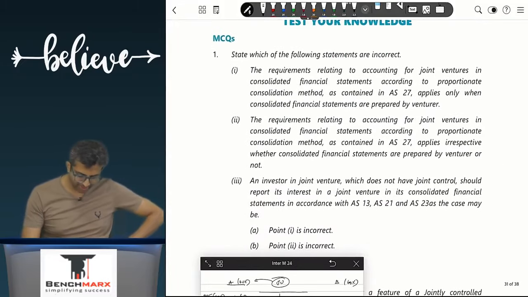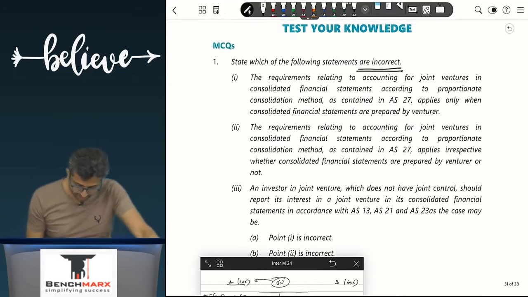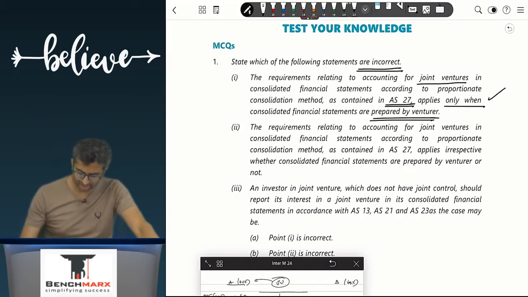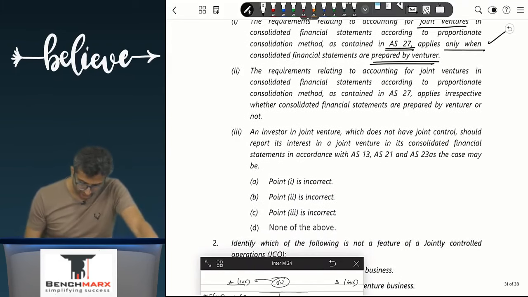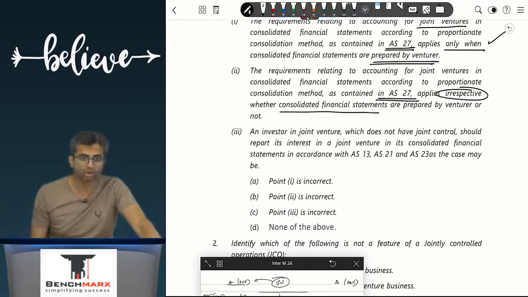If I look at the MCQs: state which of the following statements are incorrect. First, requirements relating to accounting for joint ventures in consolidated statements according to the proportionate consolidation method as per AS 27 apply only when consolidated financial statements are prepared by the venturer. Yes, this is correct. You will prepare only when CFS are to be prepared. The second says the requirements apply irrespective of whether CFS are prepared by the venturer or not. No, they will apply only if CFS is prepared. This seems to be wrong.